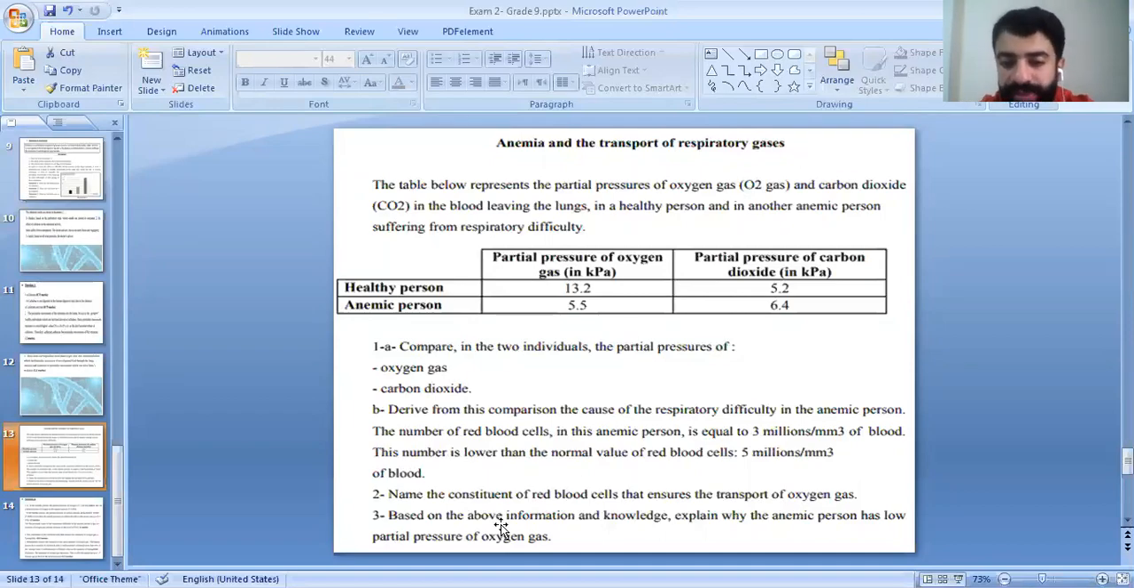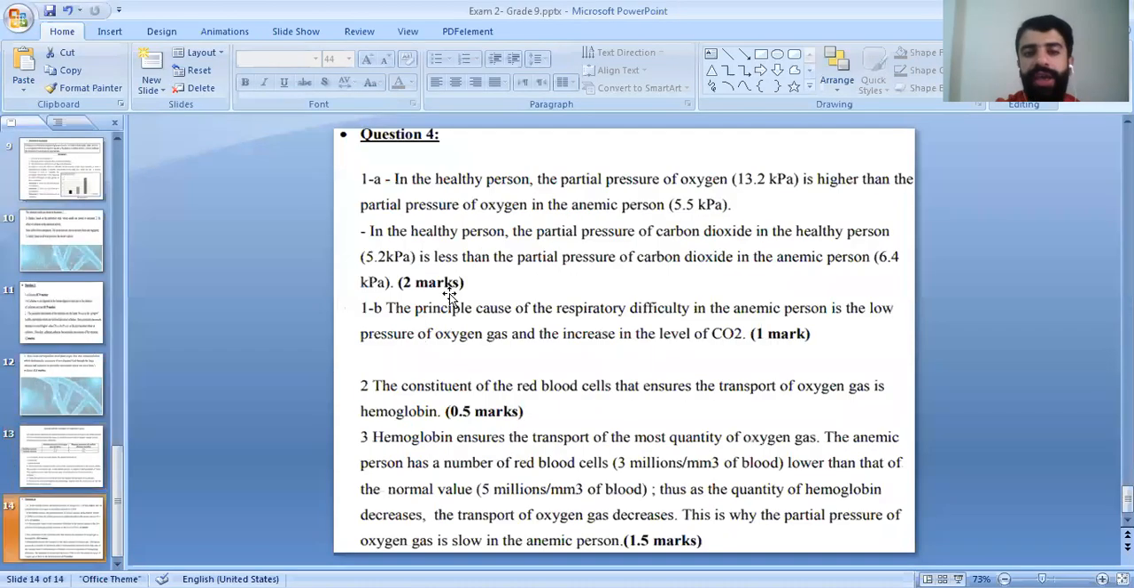Based on the above information and your knowledge, so you have to use your knowledge, explain why the anemic person has low partial pressure of oxygen, since it has a low level of hemoglobin. So here, in the healthy person, the partial pressure of oxygen gas was 13 kPa, which is higher than the partial pressure of oxygen in the anemic, which is 5.5 kPa. While the partial pressure of carbon dioxide in the healthy person was 5.2 kilopascal, which is less than that in the anemic person, which is 6.4 kPa.